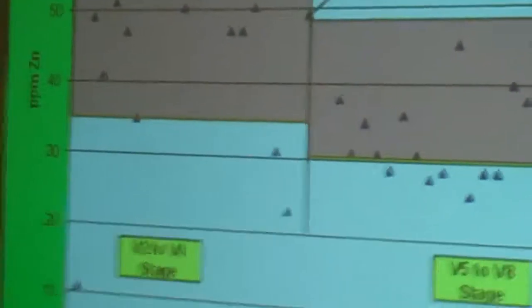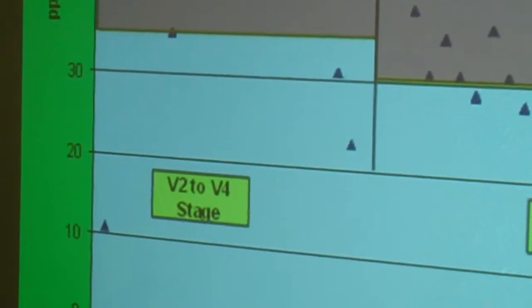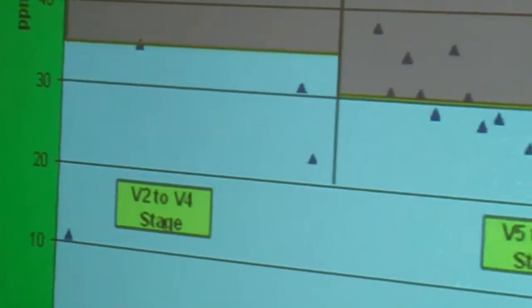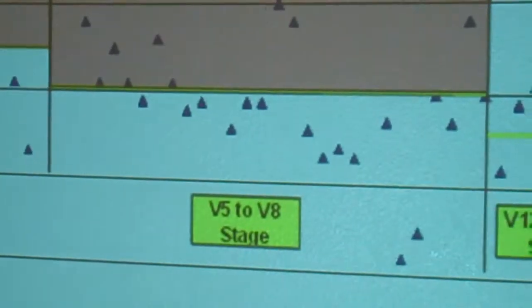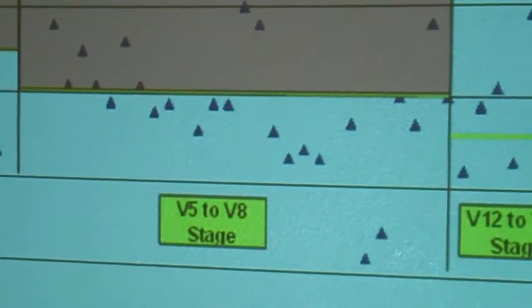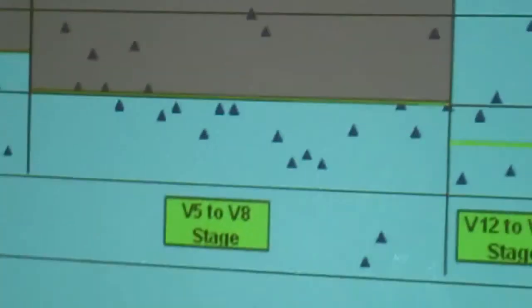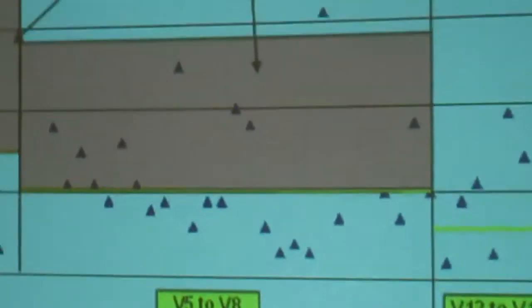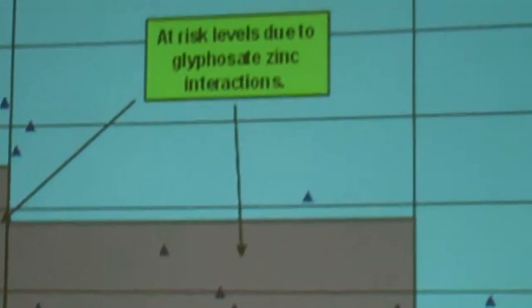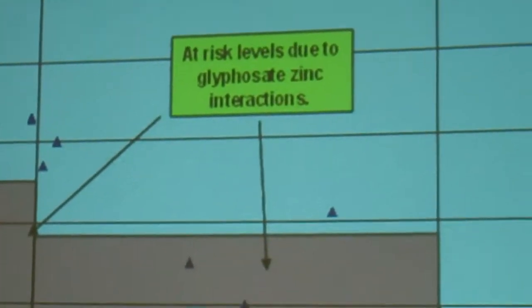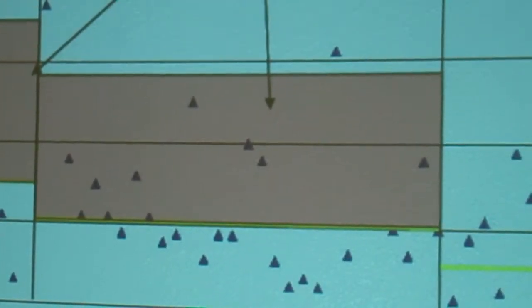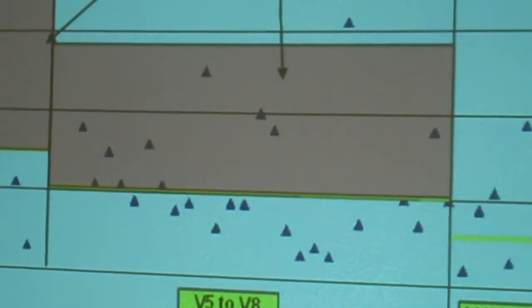So we really didn't have any deficiencies early on at V2 to V4 stage. But going through V5 to V8, we really started running out of some zinc on about half or over half of our crop nutrients. And depending upon the application of your herbicide program, you may have tied up more zinc, being that it is a metal, and you may have more tissue samples deficient with certain applications of certain herbicides.